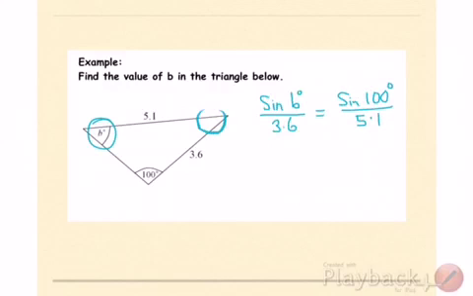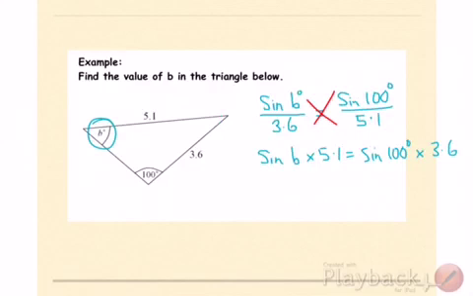Actually, this time I'm trying to find the angle, so that same rule doesn't apply. Never mind. Okay, so then I'm going to do sine B. Again, what I'm doing here is cross multiplying. So I get my sine B times the 5.1 is equal to the sine of 100 times 3.6, and to isolate my sine B, it's equal to sine of 100 degrees times 3.6, all divided by 5.1.